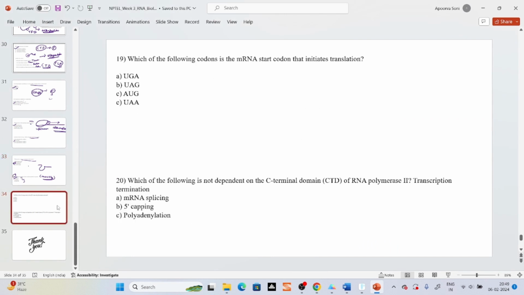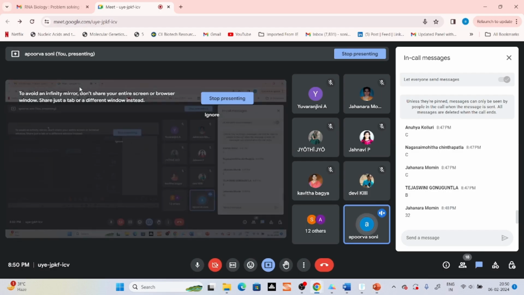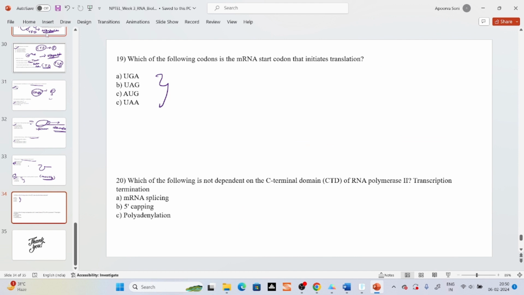Okay. Which of the following codons is the mRNA start codon that initiates translation? Which codon is responsible for the initiation of translation? UGA, UAG, UAA, AUG. 19th question. Aditya is saying AUG. Okay. Any other answer? AUG. Okay. The correct answer is AUG.